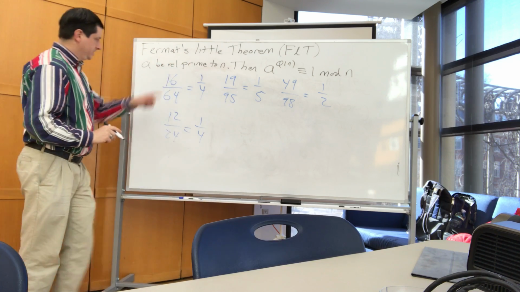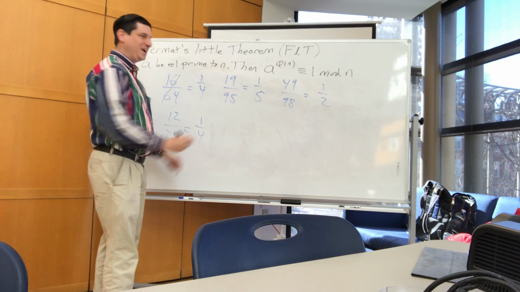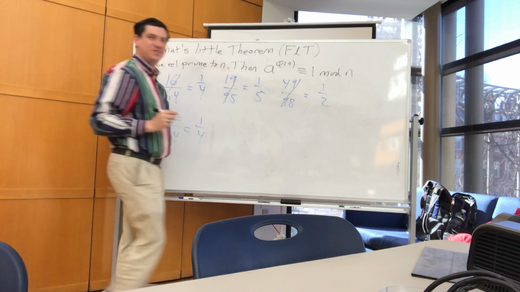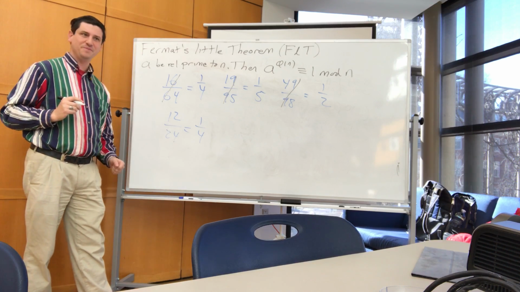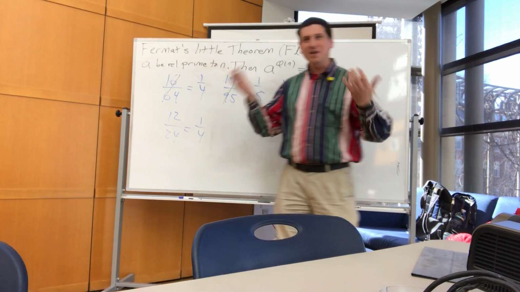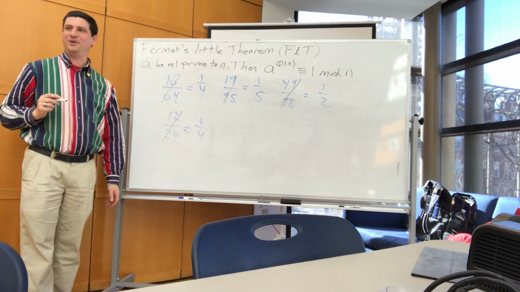All right, let me show my work. 16 divided by 64, cancel the 6's, get 1/4. 19 over 95, cancel the 9's, get 1/5. 49 over 98, cancel the 9's, get 4/8, which reduces to 1/2. So clearly, since we've checked 3 cases, this must be the way you divide numbers. So 12 over 24 must be 1/4.